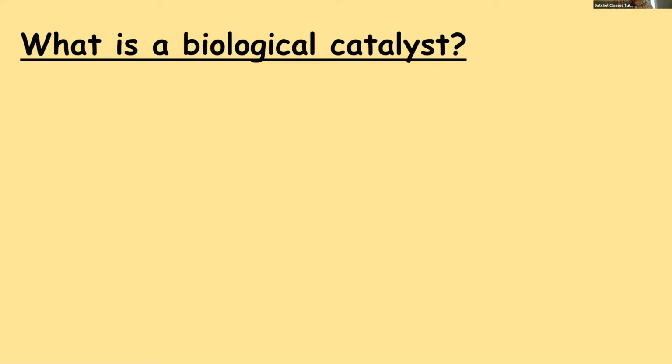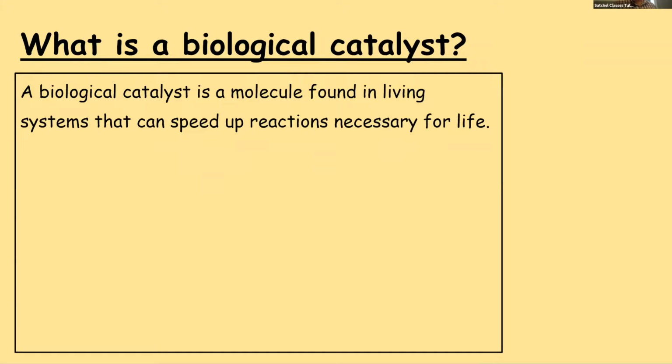So a biological catalyst then, how is that different from a chemical one? A biological catalyst is a molecule that's found in living systems that can speed up the reactions necessary for life. You're a walking grab bag of chemical reactions, and if those chemical reactions slow down or don't work correctly or don't work at the correct speed, then it can affect your ability to process energy, repair yourself, fix damaged DNA, and all these things are controlled by chemical systems.